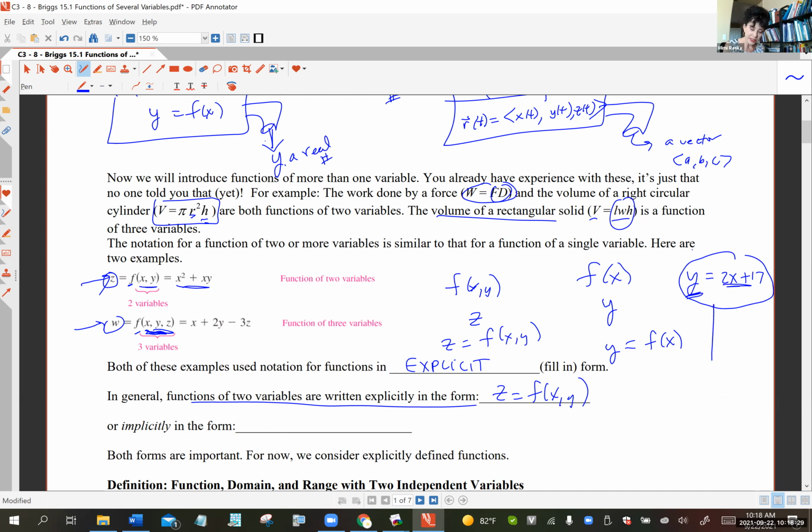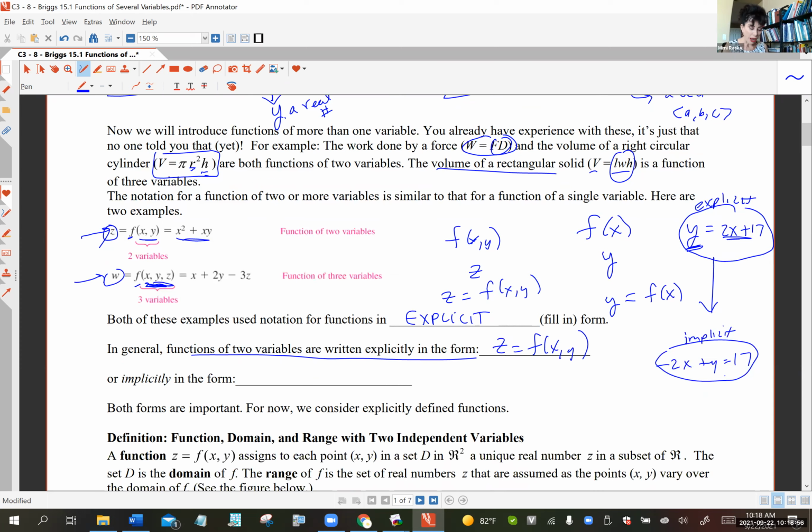So this is explicit. What's implicit? So implicit is where you may not have the y isolated. So if I rewrote this little function, I subtract 2x from both sides, and we write it as, say, negative 2x plus y equals 17, that is known as implicit form. Okay? That's implicit. So you will be working with explicit and implicit forms in this class.